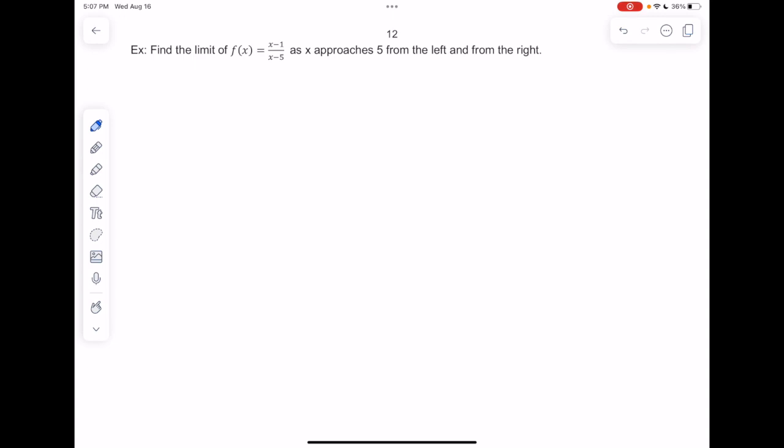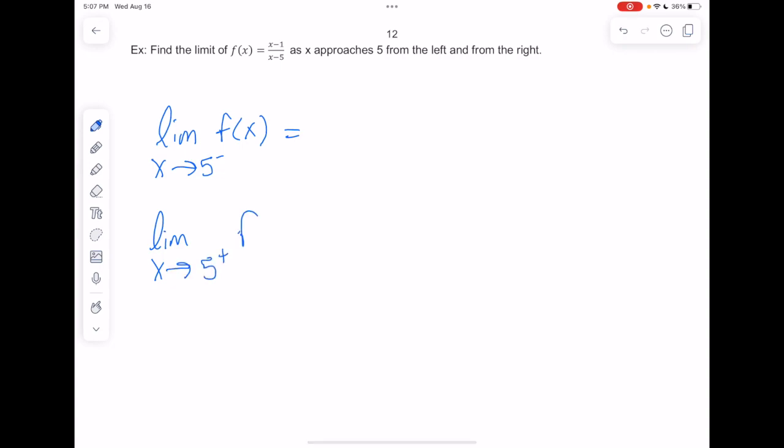Find the limit of f of x equals x minus 1 over x minus 5 as x approaches 5 from the left and from the right. So we're going to want to look at what is the limit as x approaches 5 from the left of f of x, and what is the limit as x approaches 5 from the right of f of x.